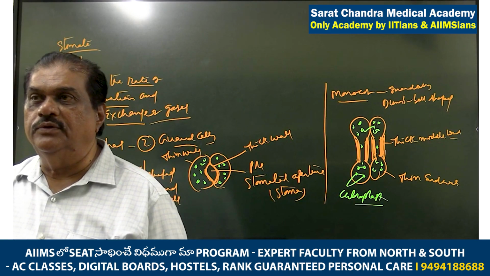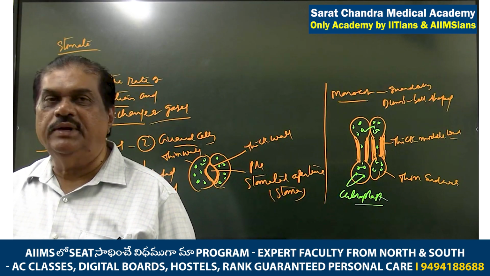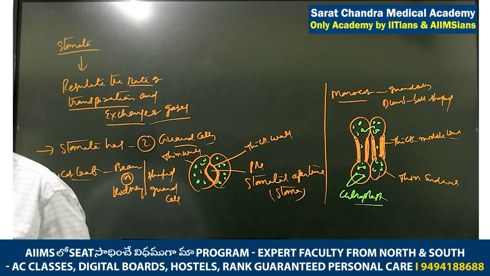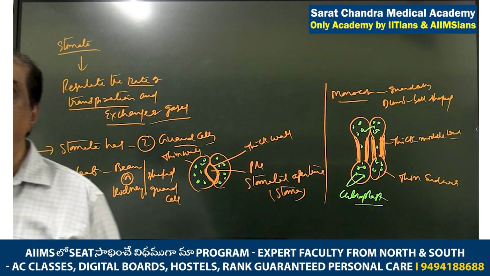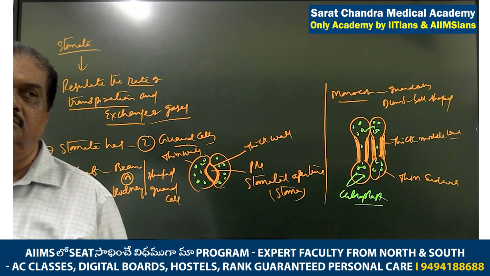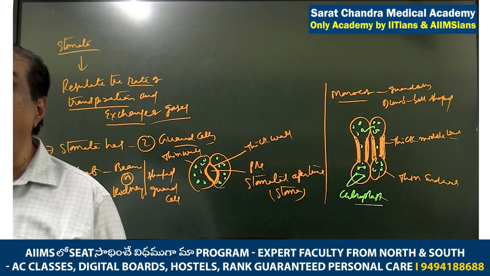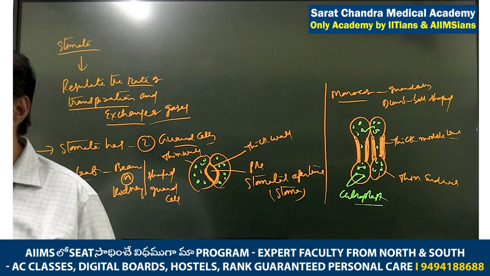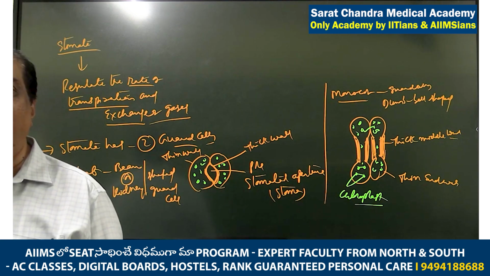When the opening of the stomata takes place, the guard cell becomes turgid. When the guard cell becomes turgid, stomata opens. What is turgid? The guard cell absorbs water and becomes swollen. That is called a turgid cell.